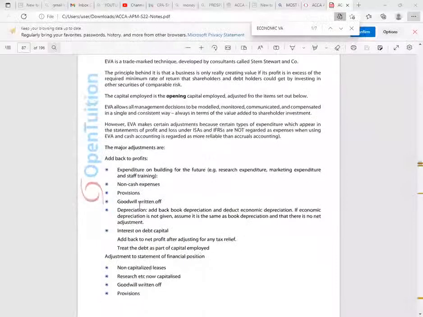So we are told here that all non-cash expenses, ladies and gentlemen, have to be added back. Any provision, a provision is a non-cash expense. Any goodwill written off. Depreciation: add back book depreciation and deduct economic depreciation. If economic depreciation is not given, assume it is the same as book depreciation and that there is no net adjustment. And then we have interest on debt capital that has to be added back after adjusting for any tax relief. Treat the debt as part of capital employed.